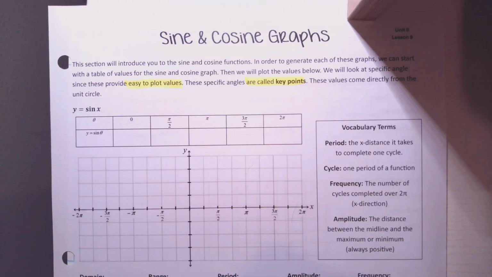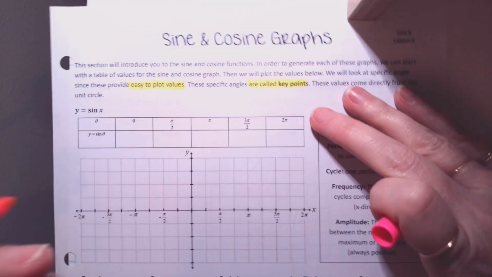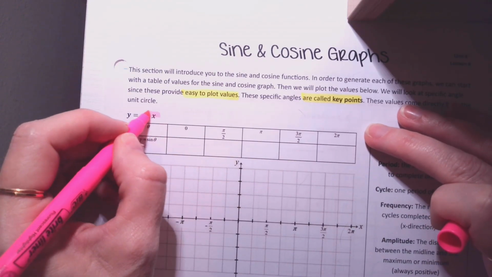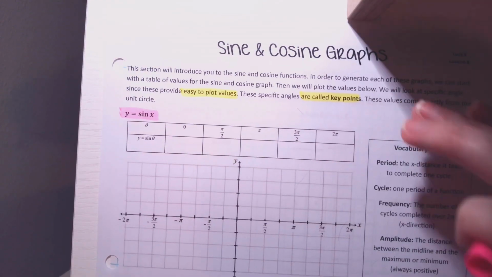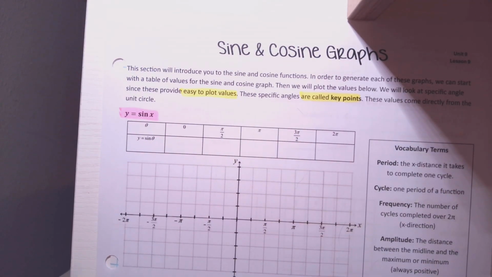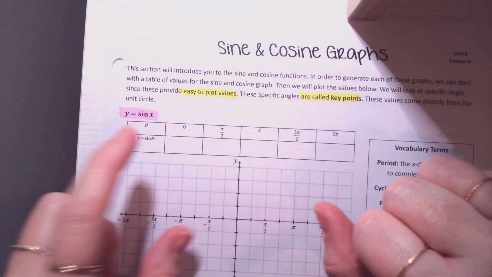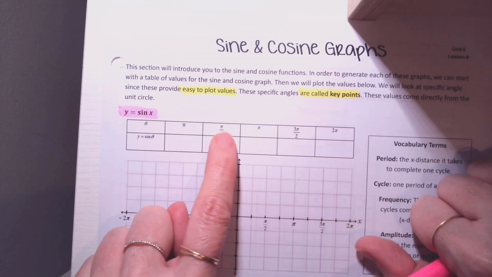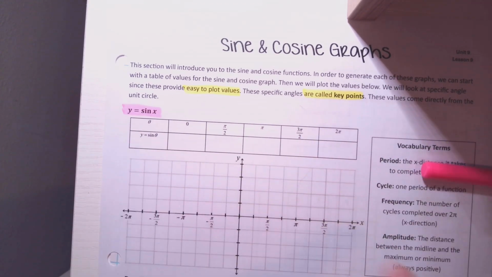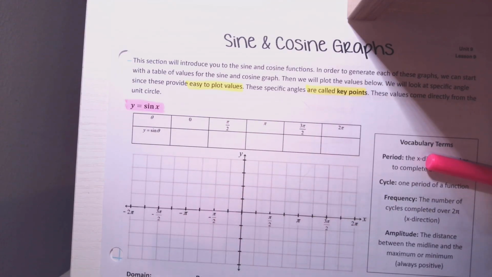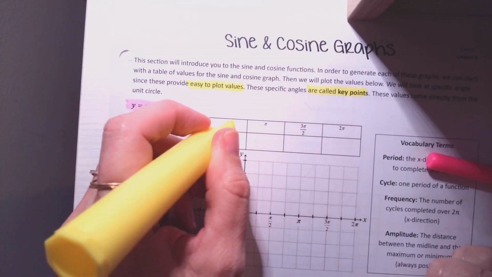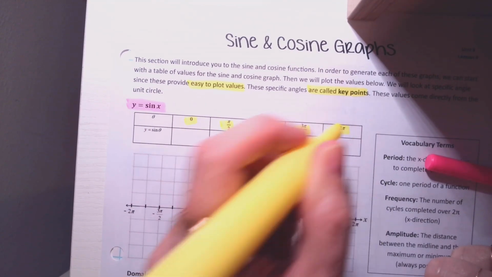So the first graph that we're going to look at is y equals sine of x, just the basic parent sine function. So our input, like our x values, are going to be theta. Basically, we're inputting different angles, and these are the angles that we want to memorize to use these key points, because these are the easiest ones to find on the unit circle.